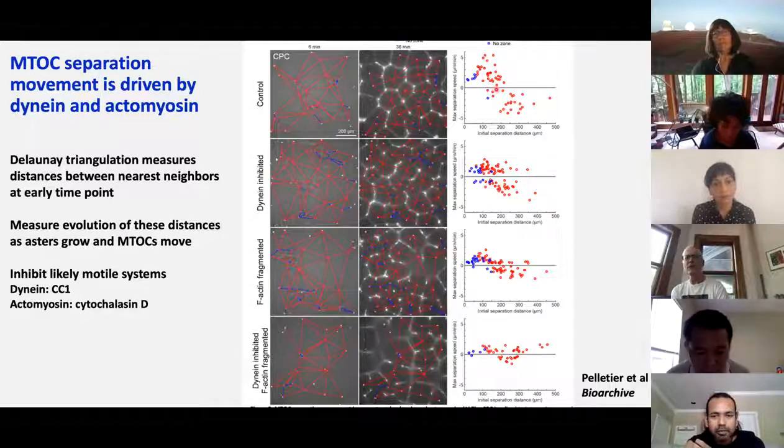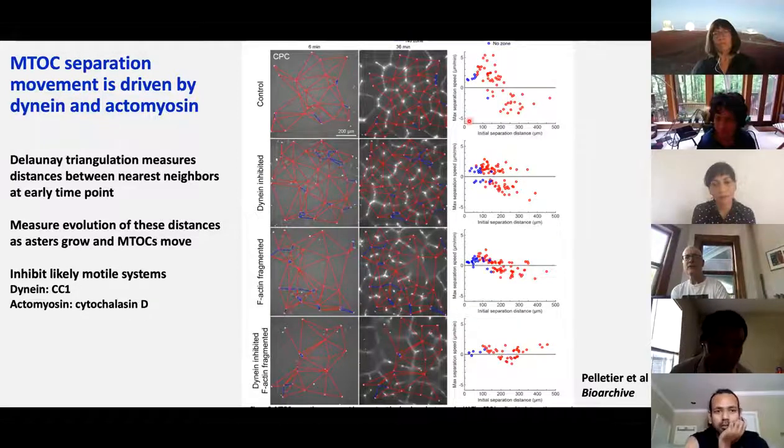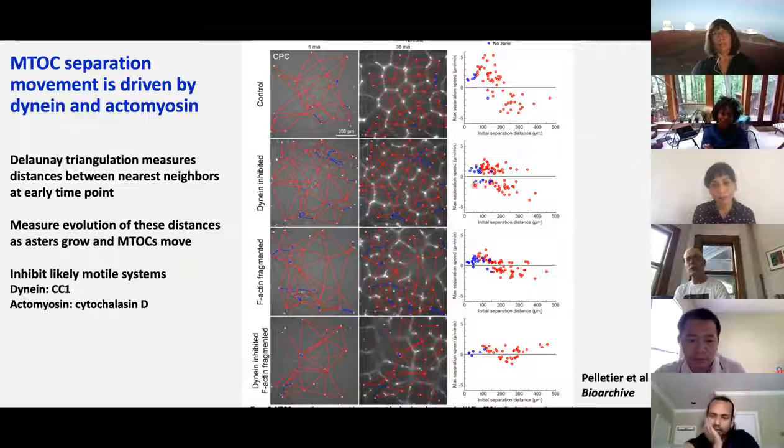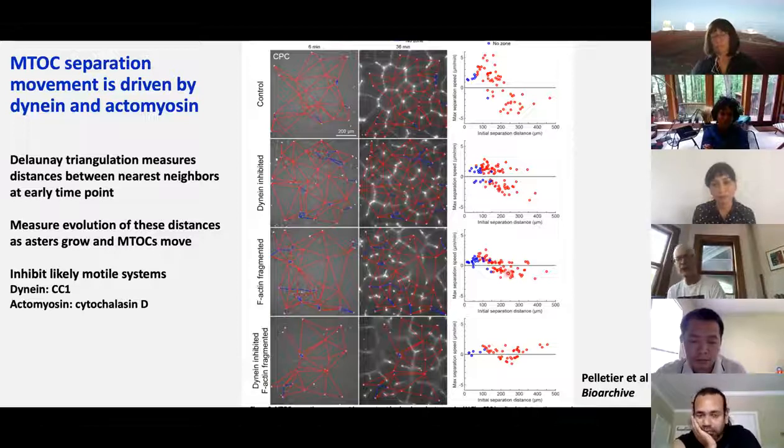And if you look at the peak velocities here, you see this characteristic plot with a sort of correlation line like this. So if they start closer together, they move apart. That's a positive velocity. If they start further apart, they move together, but we think that's just a consequence of the moving apart. What matters here is if you inhibit dynein and actomyosin, if you fragment actin and inhibit dynein, almost all the movement goes away. If you block just the microtubule motor, you lose some of the movement. If you block just the actomyosin motor, you lose some of the movement. So the two motor systems seem to collaborate in this 2D system to move the organizing centers.